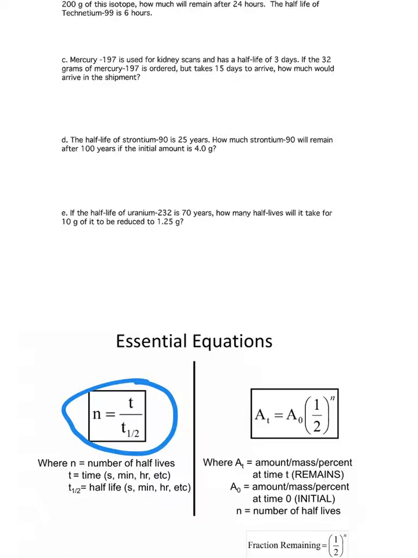You just want to make sure that t, the total time, and t 1/2, the half-life, are in the same units of time, so that when you divide them, the units cancel, and you're left with a whole number, which is how many half-lives you've gone through. If you remember, half-life is the time it takes for half of that substance to decay. So let's take a look at an example to see how we can apply this.